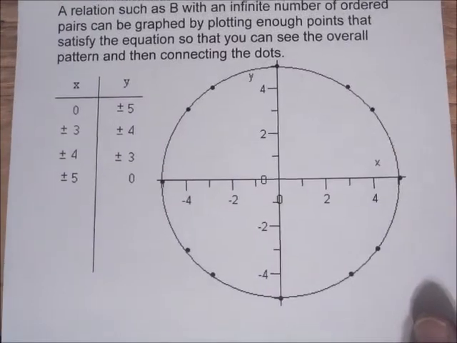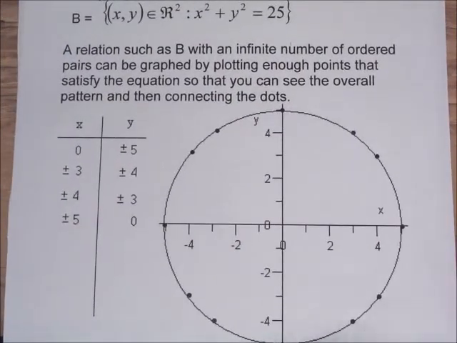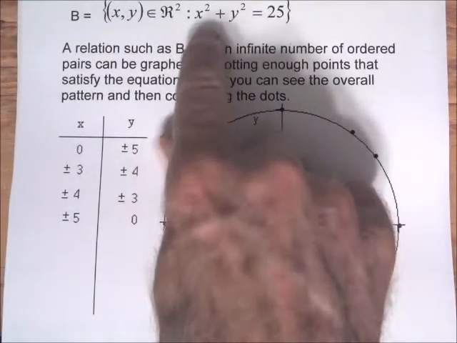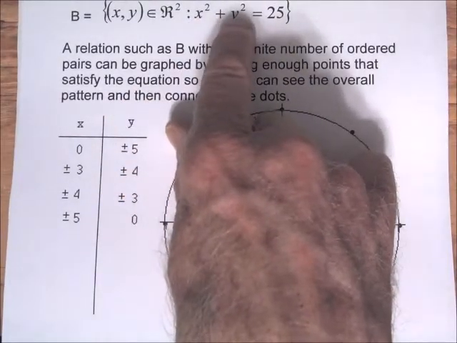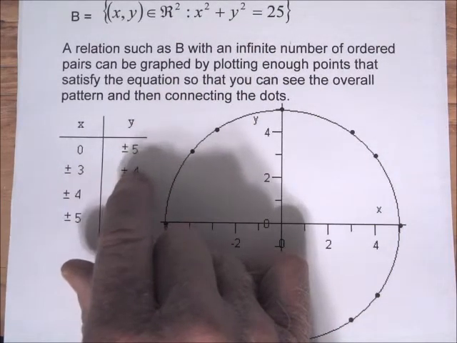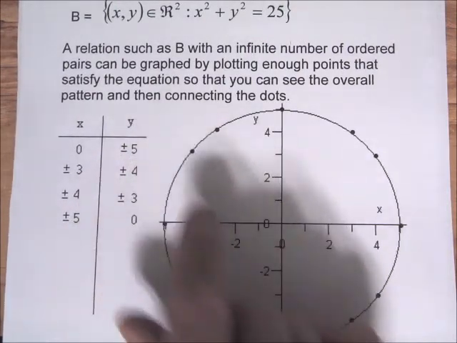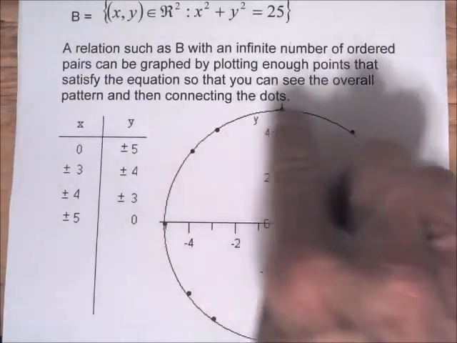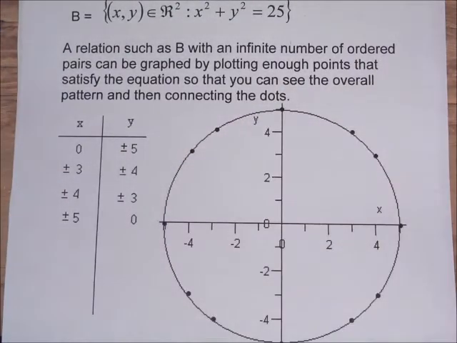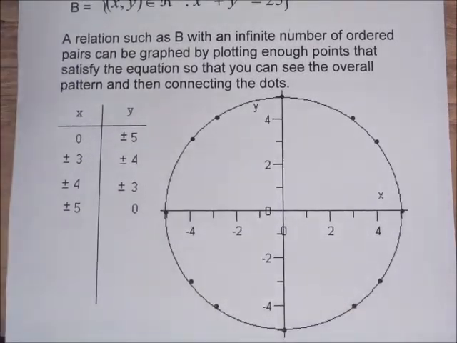We can pick some values of x and y that fit the equation that will help us make the graph. If x is 0, y could be either 5 or -5. If x is plus or minus 3, 3 squared is 9, then y would be plus or minus 4. 4 squared is 16. 9 plus 16 is 25, and so forth. So we can write pairs of points that fit the equation and then connect the dots, and the graph is a circle. Those are two examples of relations.